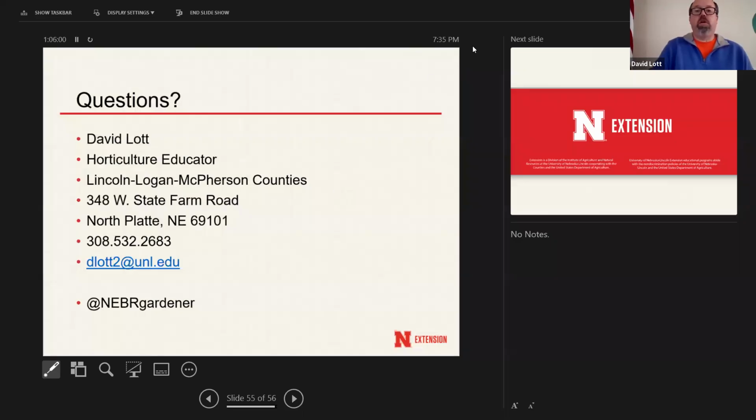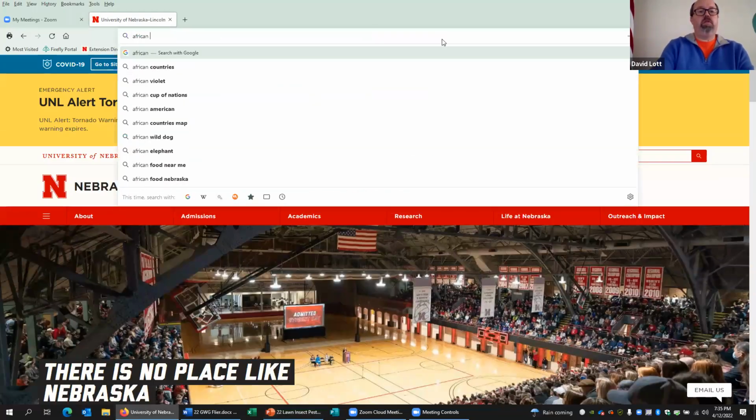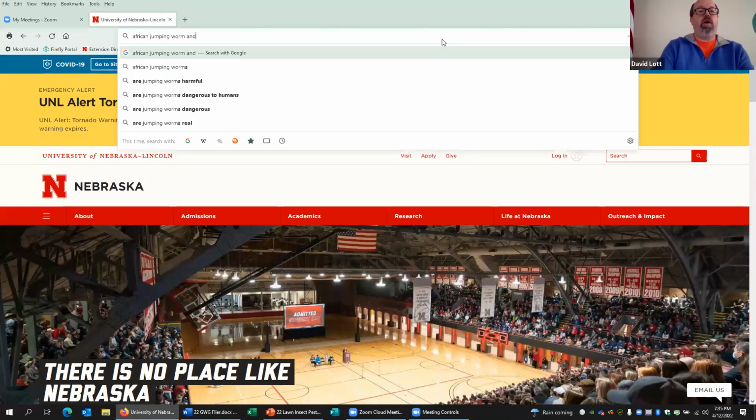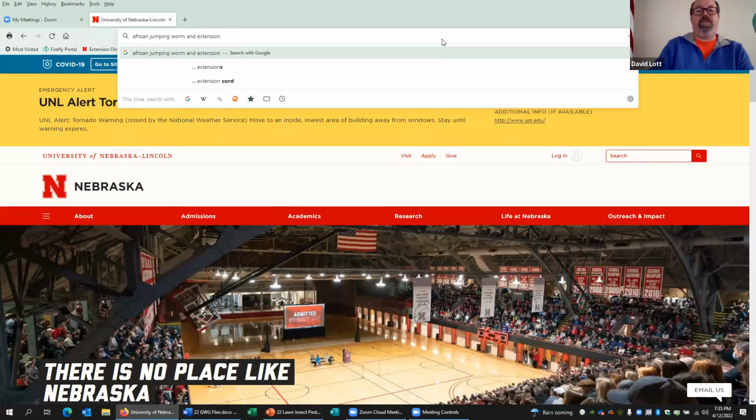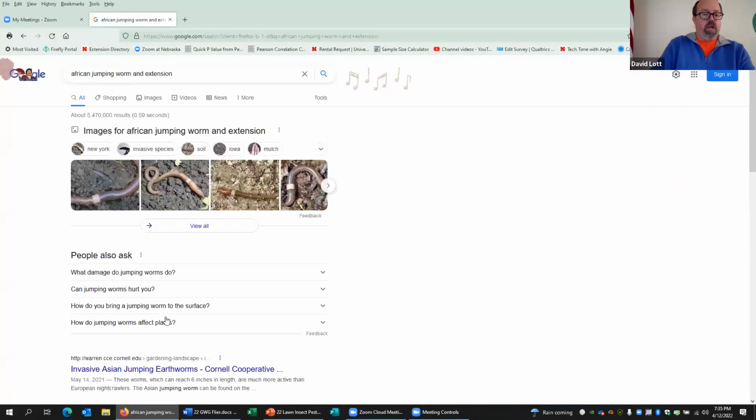Let's go to sharing screen and I can look at jumping worms and find them. I found them. I found a bunch here. Extensions too: Penn State, Grinnell, Maryland. They're out there. Remember, I do not know everything. There is no way I know everything. There are new species that have been found.